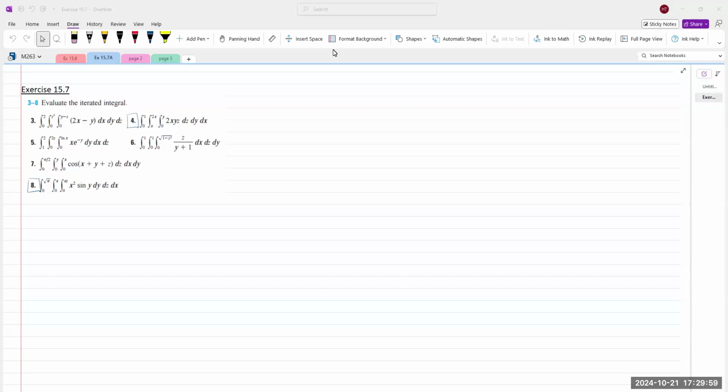Okay, right now we will work on exercise set 15.7. Now this section is actually on the long side and maybe quite difficult for some of you. It was difficult for me when I first learned it.